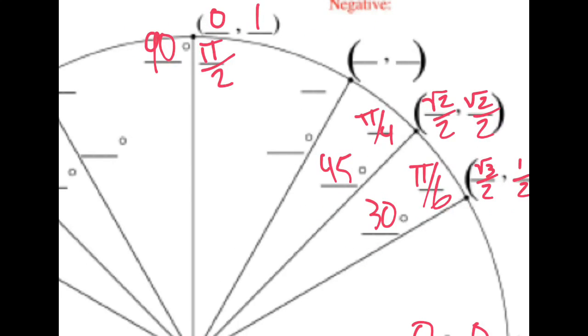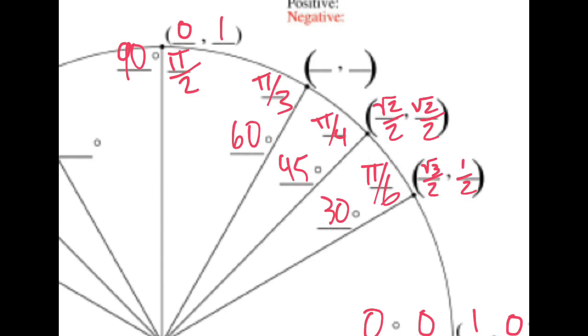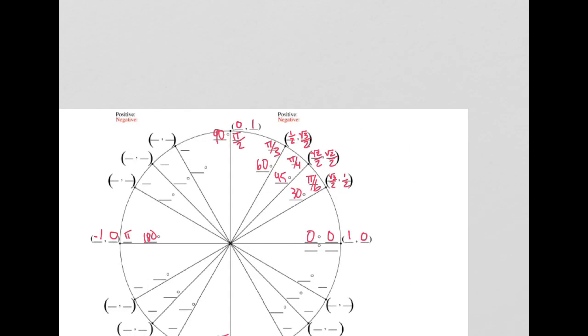Well, the next line is going to be our 60-degree angle, double the 30-degree angle. So we get 2 pi over 6, which is the same as pi over 3. And this point is special because it flips the x and the y values of the 30-degree angle. So I get x is 1/2 and y is root 3 over 2. Once you get those values, you should be able to use symmetry to figure everything else out.